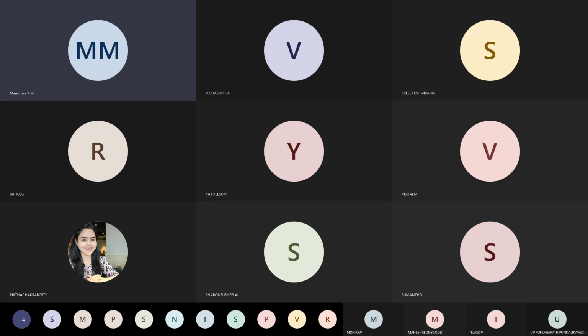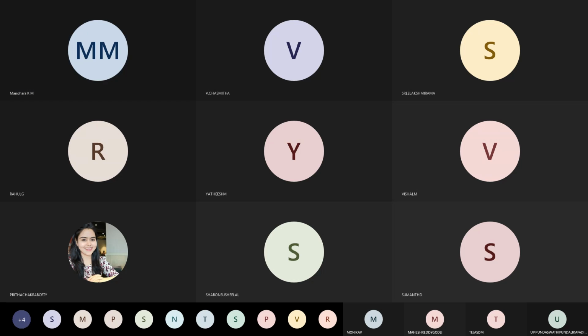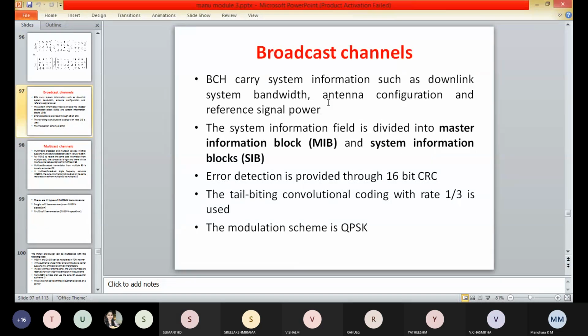So next we have broadcast channels. So here coming to the broadcast channels, broadcast channels are used to carry the system information such as downlink system bandwidth, antenna configuration, and the reference signal power.